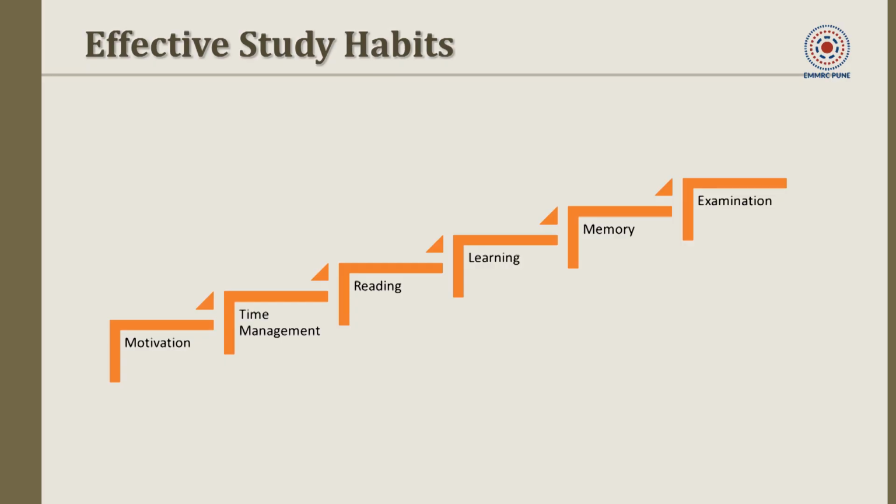Hello. In the previous video on effective study habits, we learned that effective studying involves many steps, starting from motivating oneself to study, then managing time effectively, reading text material, learning and remembering it, and finally writing down a good exam paper. In the previous video, we learned certain tips to increase your motivation, to deal with procrastination, and we learned about an effective reading method known as SQ4R.